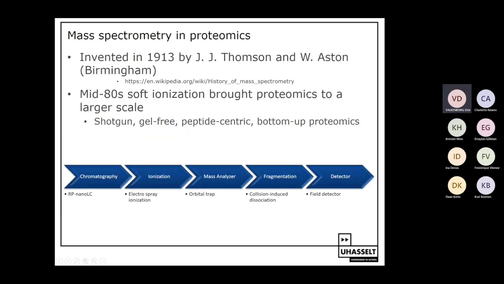The technology that we're going to use for this is mass spectrometry. This is a pretty old field. The mass spectrometer was only invented in 1913 by J.J. Thomson and W. Aston in Birmingham. Read about the history of mass spectrometry on the wiki page. It's a fascinating story. But if you look at the date, it's a bit longer than a century ago that mass spectrometry was invented.